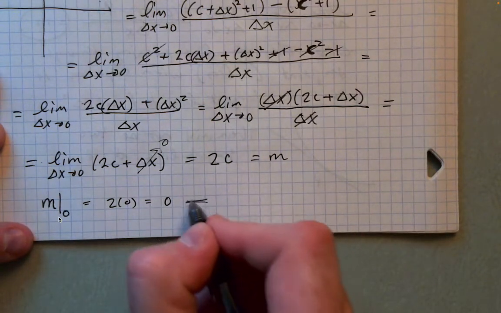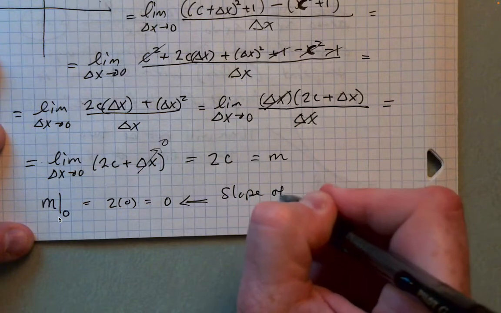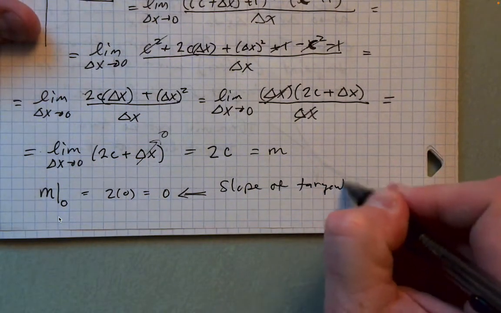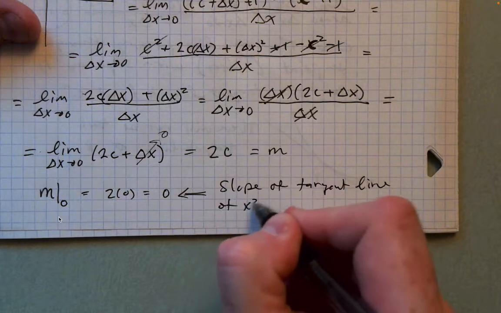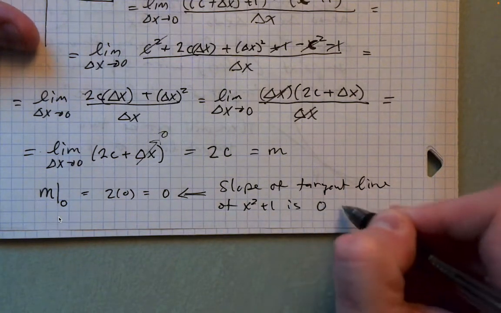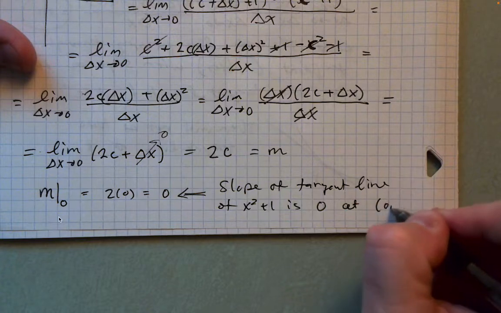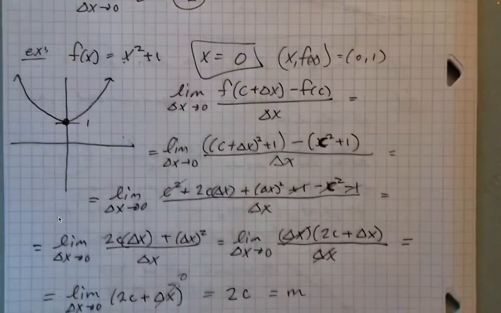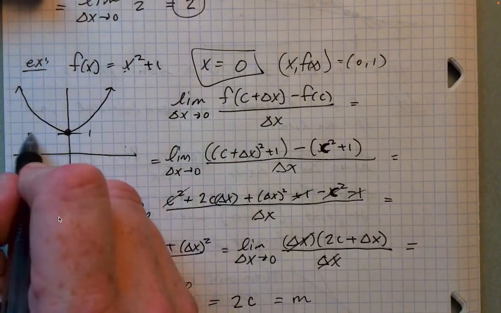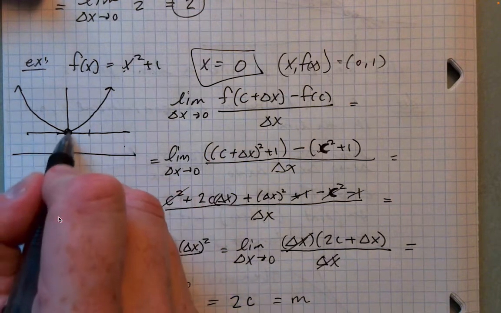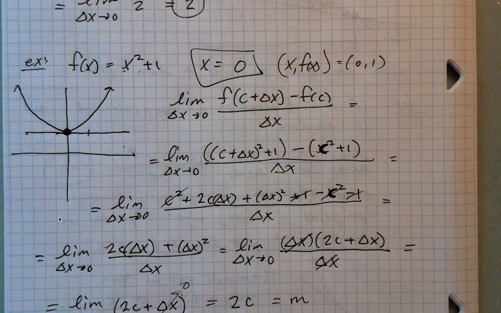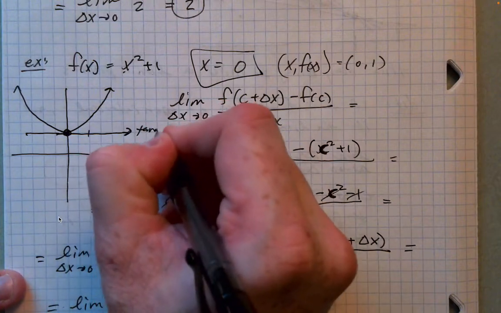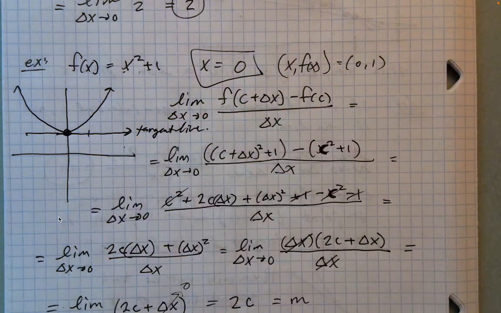So this is telling me that the slope of the tangent line of x squared plus 1 is 0 at the point 0, 1. Does that make sense given what the function looks like? Yeah, of course it does. This is the point of interest. This is the lowest point on the curve, and so the tangent line is horizontal there. That's the nature of a parabola. That lowest point will have a tangent line of 0.